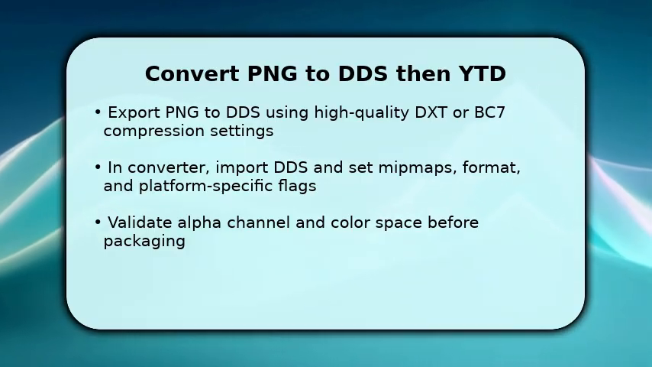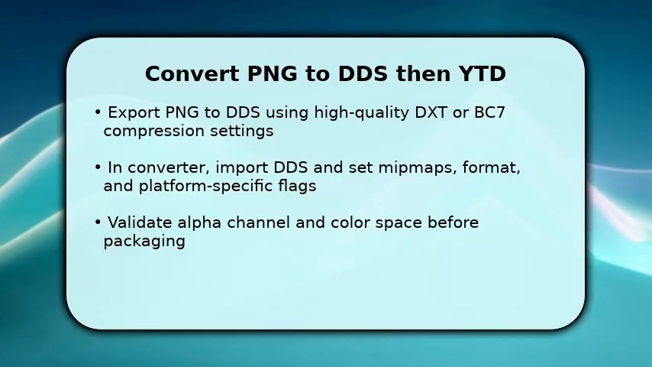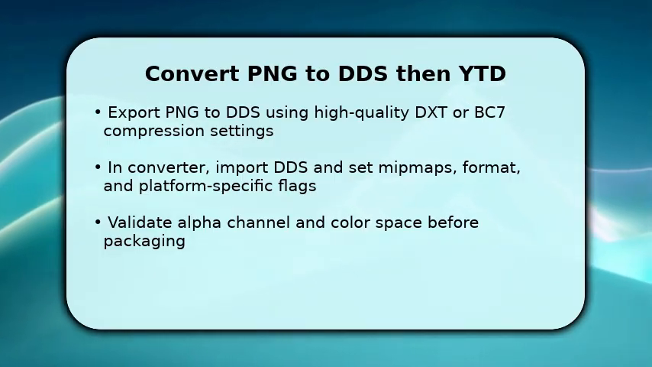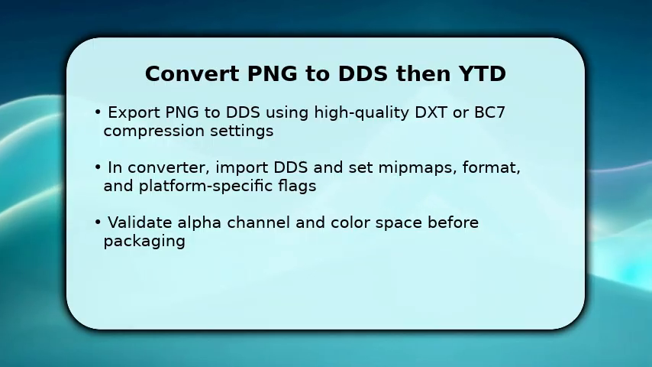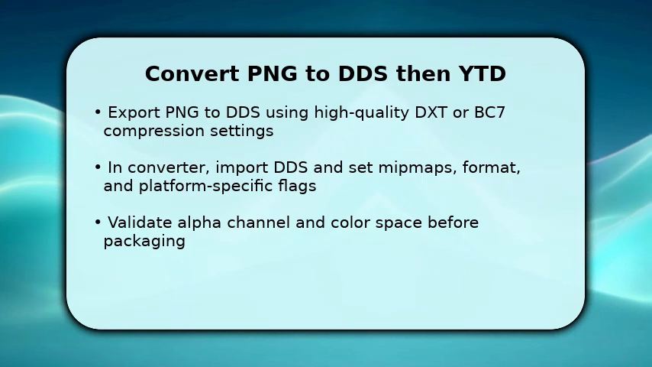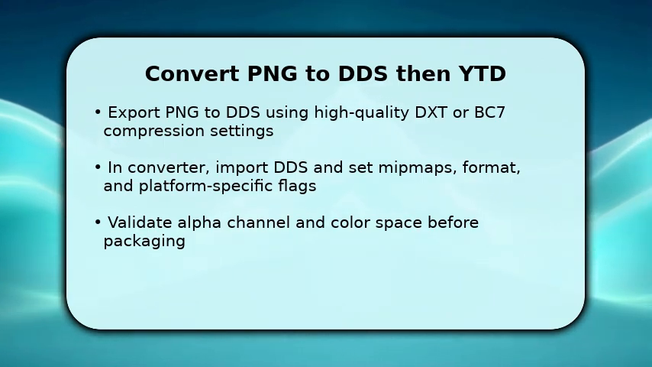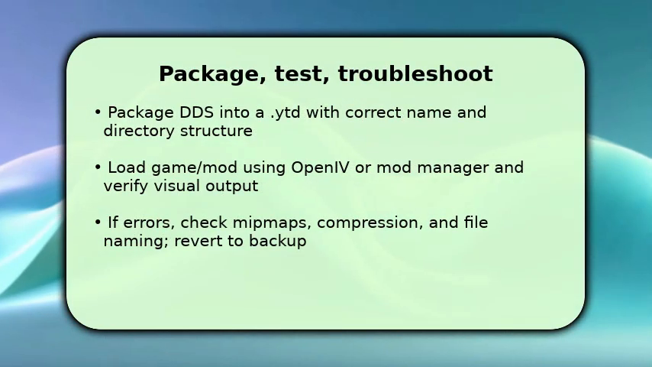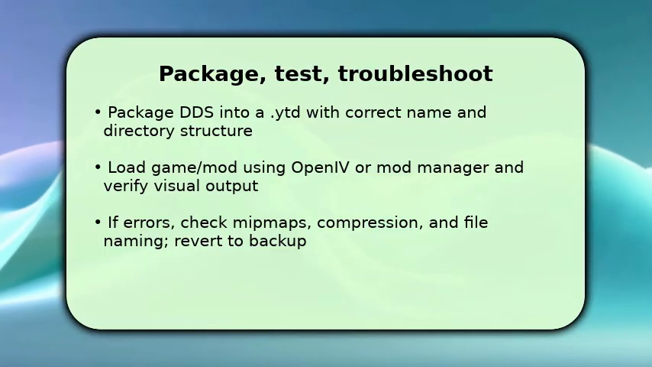Once you have the DDS, import it into the YTD creation tool. Set mipmap generation, texture format, and any platform flags required by the game. Make sure the alpha channel is intact and color space matches the engine. These steps ensure you finish by packaging the DDS into a YTD container.